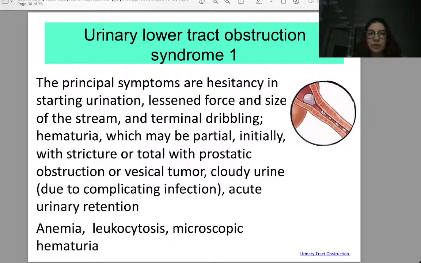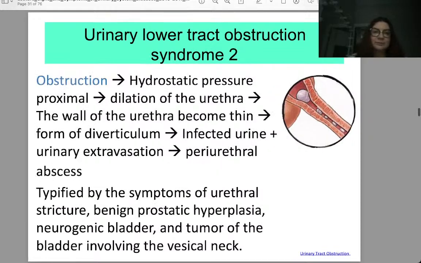Lower tract obstruction. The principal symptoms are hesitancy in starting urination, lessened force and size of the stream, and terminal dribbling. Hematuria, which may be partial initially with a stricture or total with prostatic obstruction or vesical tumor, cloudy urine due to complicating infection, acute urinary retention. Moreover, it is usually associated with anemia, leukocytosis, and microscopic hematuria.